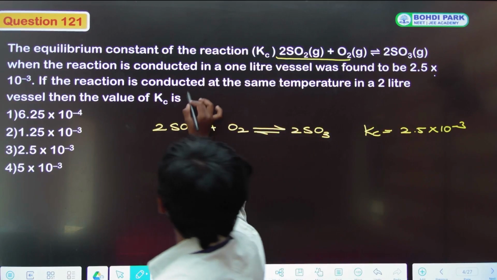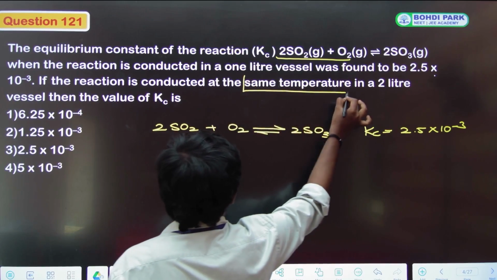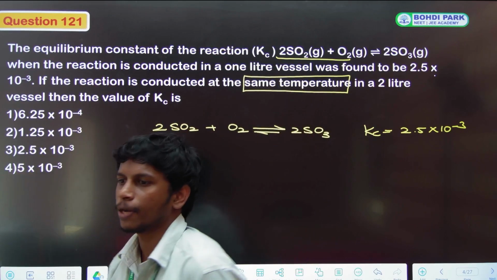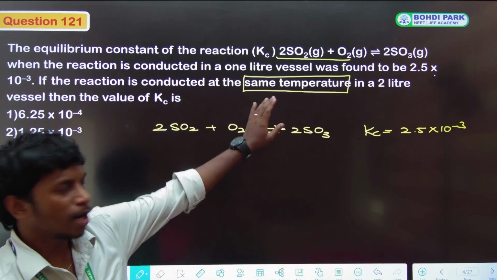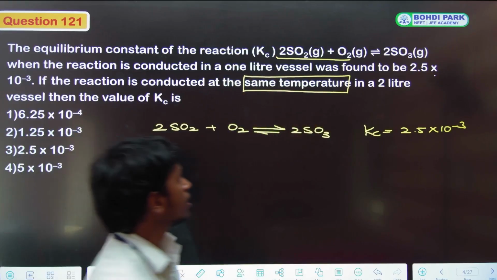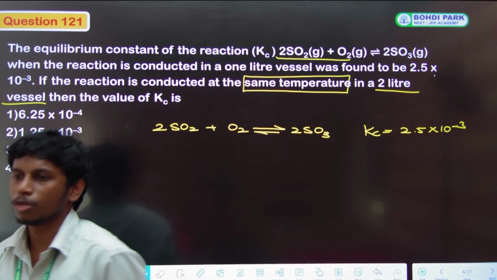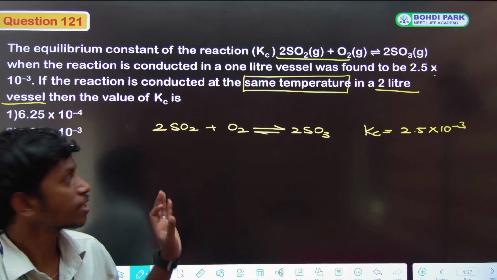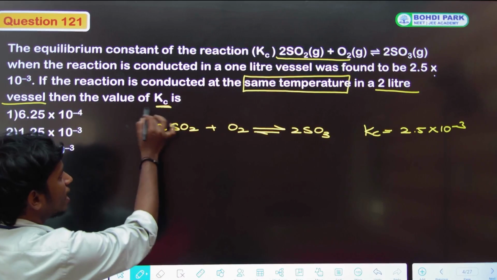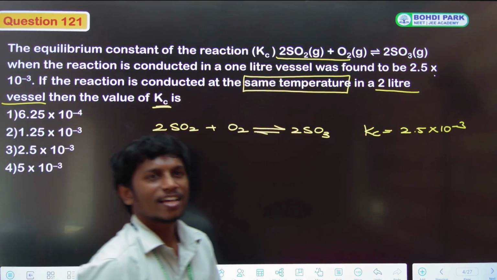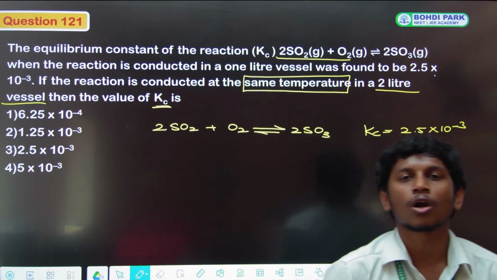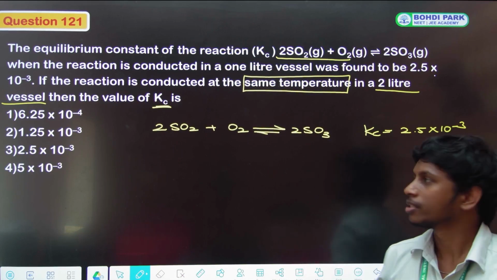If the reaction is conducted at same temperature, this is your clue word. உங்களோட temperature same temperature the reaction carried பண்றாங்க, but the volume of vessel is increased to 2 liters. What will be the value of Kc? Kc என்னது? The equilibrium constant. Okay வா?